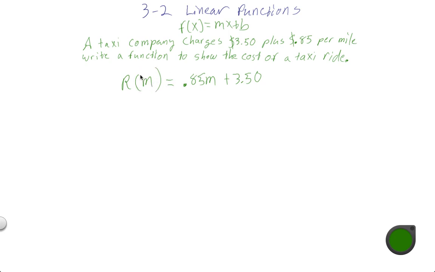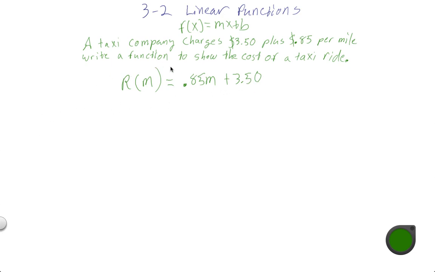Say you wanted to go 100 miles. Then that would be $853.50. No, it wouldn't. It'd be $88.50. Can't believe you guys didn't stop me from doing that. So 100 miles, we'd move our decimal twice. That'd be $85 plus the 3.50.